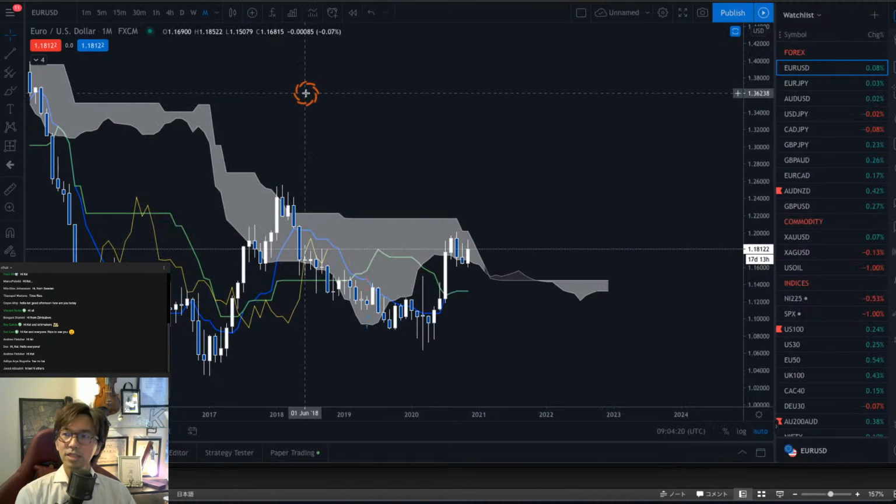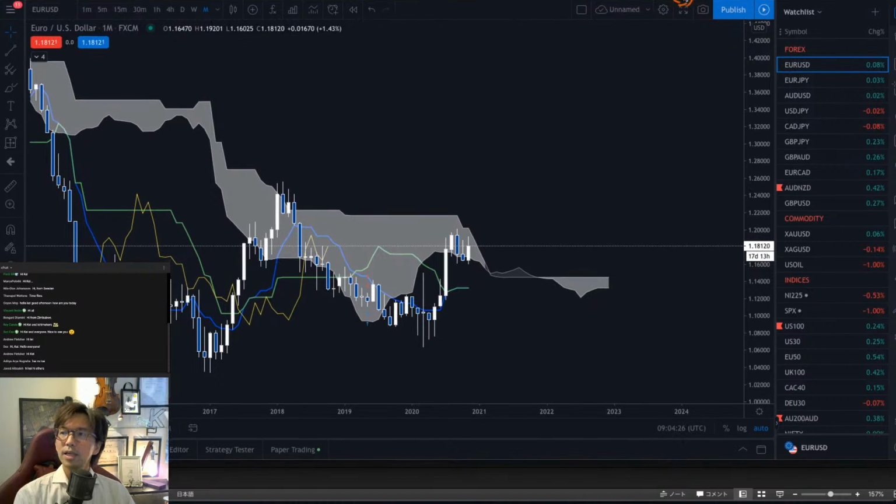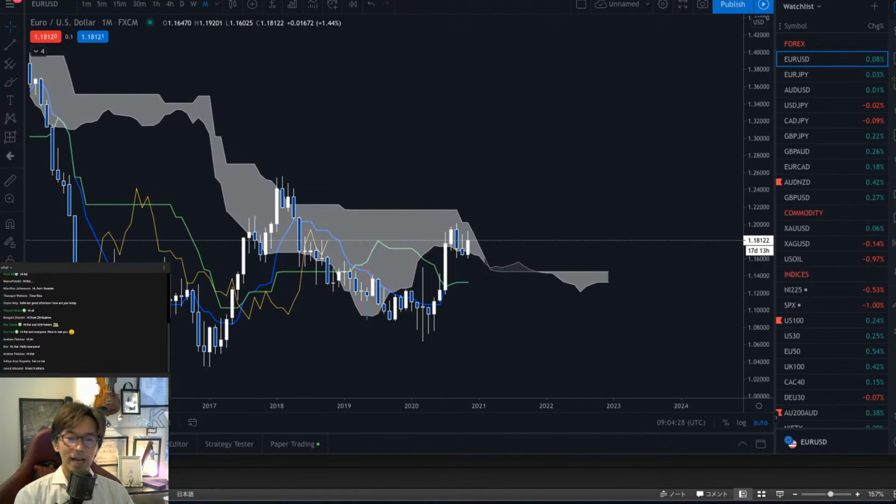So let's check some charts now. Looks like the market has been moving in lower time frames, but higher time frames look to be flat, especially on these Forex major pairs. These are pretty much flat.